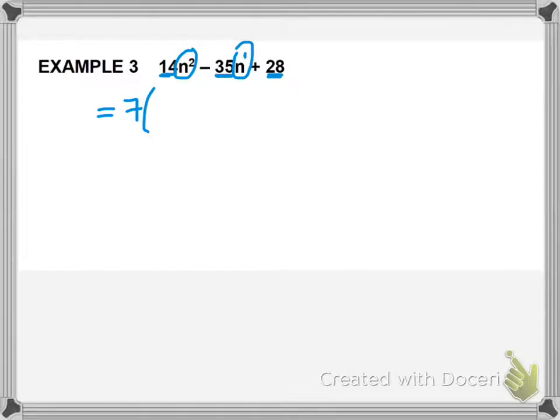So we're going to leave the variables the same in each term inside the parentheses. We're just going to put the leftover factor. So for the first term, 14 divided by 7 is 2. So we've got 2n squared. Second term, 35 divided by 7 is 5. So minus 5n. Last term, 28 divided by 7 is 4. So plus 4.